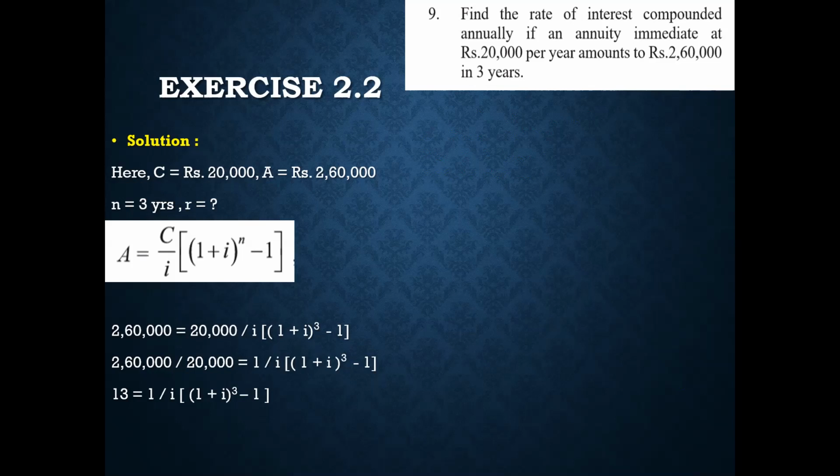Now class, listen to me very carefully. Over here you can see this particular bracket is in the form of (A plus B) the whole cube. Do you remember the formula for (A plus B) the whole cube? If not, then listen to the formula. The formula is A cube plus 3A square B plus 3AB square plus B cube. So I repeat, it's A cube plus 3A square B plus 3AB square plus B cube.